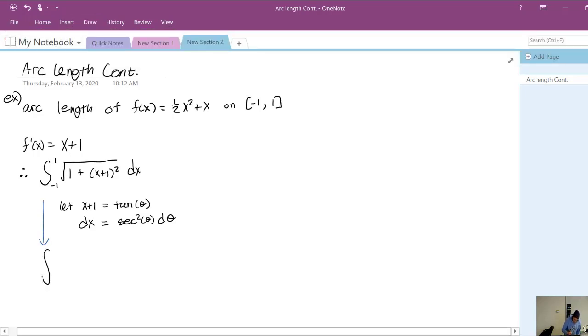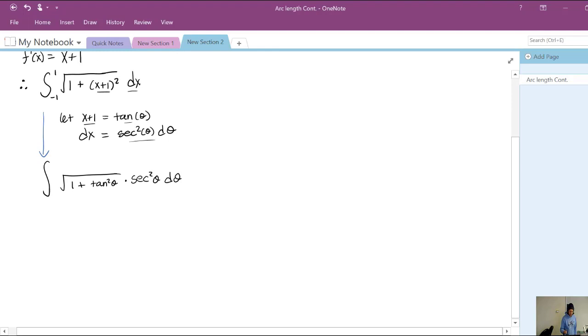So we have that our integral becomes the square root of 1 plus, that whole thing is tangent, so tangent squared. And then dx becomes this, secant squared theta, d theta. And just as we said before, 1 plus tangent squared gives us secant squared. Square root of that is secant times.